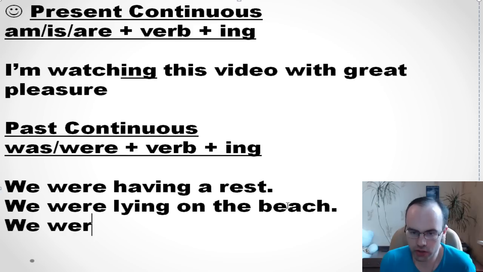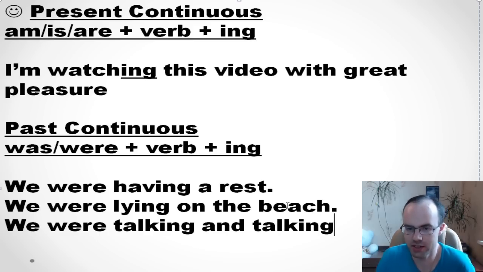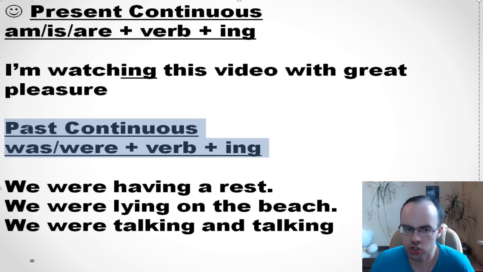So we were talking, and talking, so it's past continuous, right? Okay, very good. So it's am, is, are plus verb plus ing, it's about present continuous, and was or were plus verb plus ing, it's about past continuous. Right, my friends, it's absolutely correct.